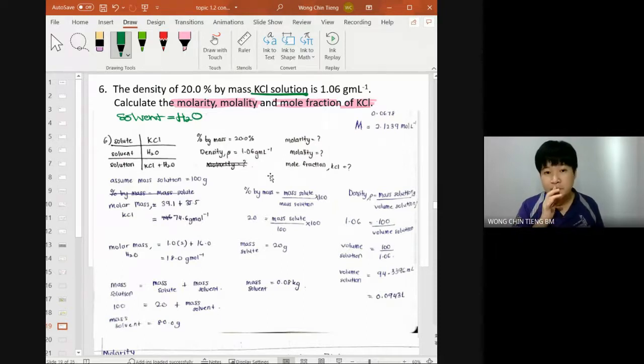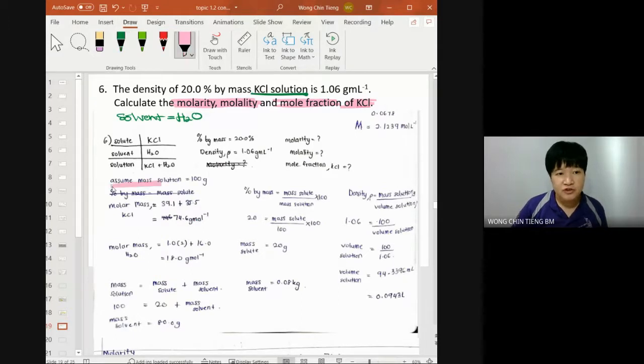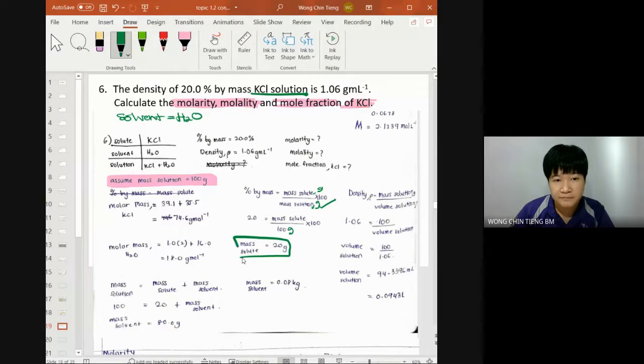Cara dia buat adalah, dia kira semua benda yang kita perlu, generally the mole, the molar mass, semua benda ke atas. Okay, semua benda yang diberi dan yang kita perlu, dia kira siap-siap ke atas dulu. Tengok cara dia buat. Your friend started off with assume mass of solution 100 gram. So, lepas assume mass of solution, dia masukkan dalam percentage by mass. Percentage by mass formula, unit tak ada sayang, gram, gram. Dia masukkan 100 gram, dia dapat mass of solute pertama.